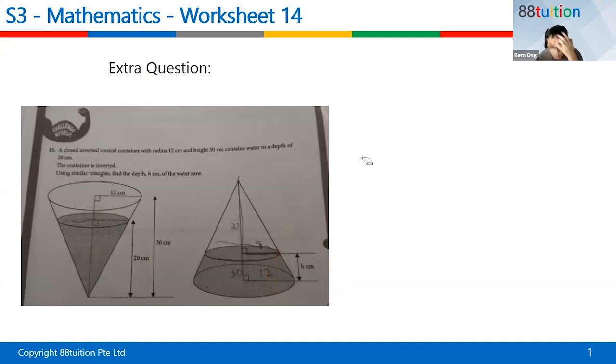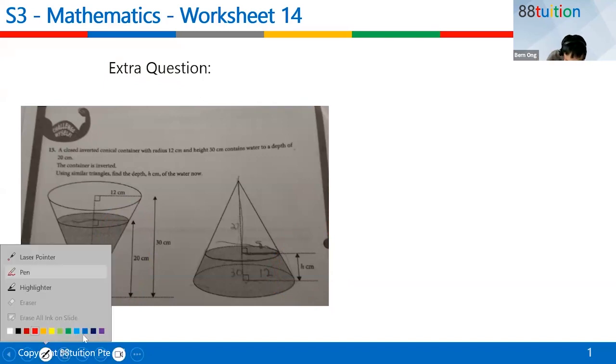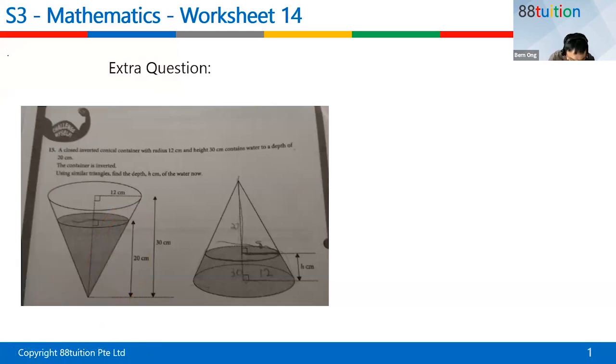So I need you to know certain things first. Number one, something called the volume of cone. If you can still recall, the volume of cone is given as 1/3 pi r squared h. That is the formula for volume of cone, 1/3 pi r squared h.